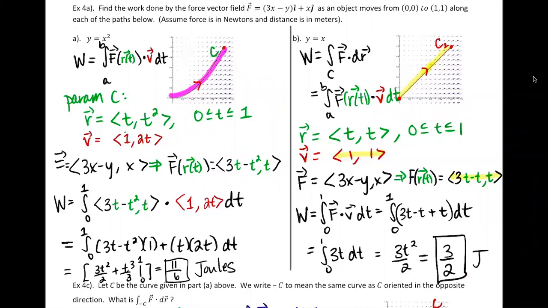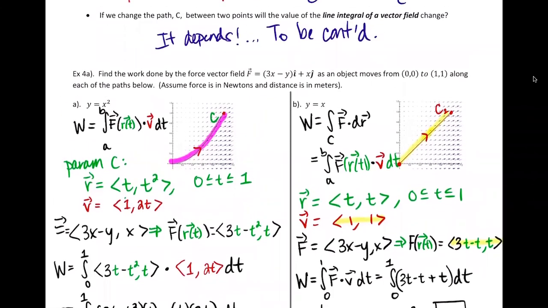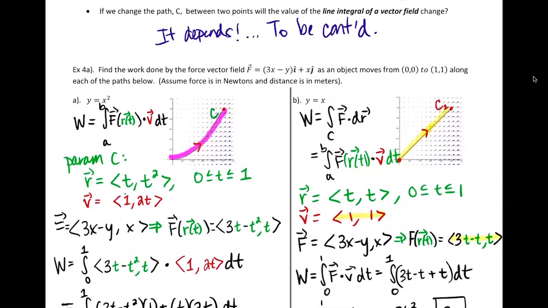So I actually get a larger amount of work done when I'm going along this curve as compared to this curve. And so this is going to help us answer one of the questions, which is up above. If we change the path C, does the line integral of the vector field change? In this case, it did change, but it's interesting because it is going to depend on the vector field itself, and we're going to see why.